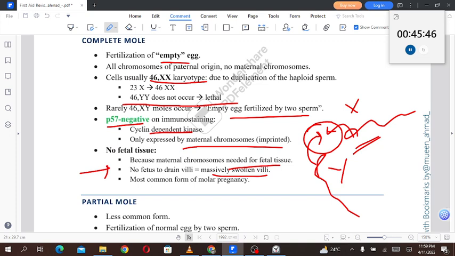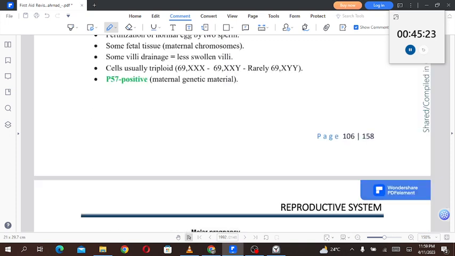The most common form of mole pregnancy is 46XX, or rarely 46XY, and this form is called the complete mole, in which there is no fetal tissue. Only a hydatidiform mole is filling the uterus. The uterus is bigger than the expected size of the pregnancy, and the genotype contains only the paternal chromosomes. There is no involvement of the mother.